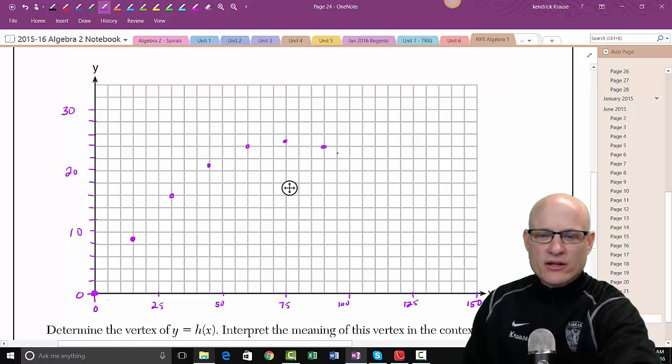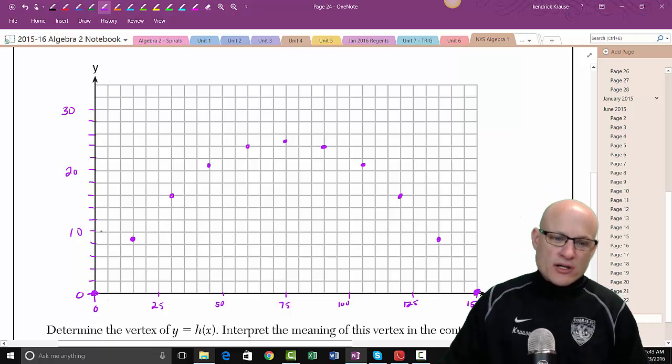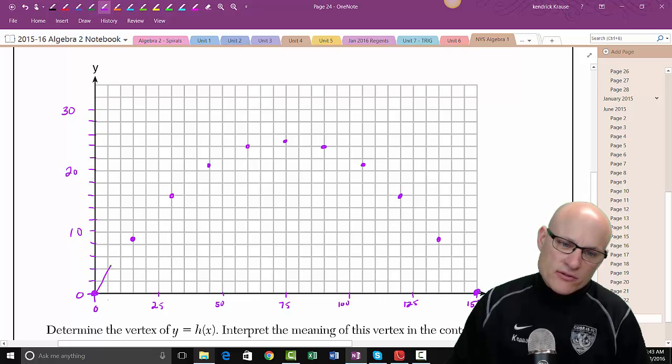God, I hate it when it does that. It's coming down by 3 every time, right? 1, 2, 3. And then 9. And then at 150, it's the ground. All right. So I got to graph it to see how good I can do with this.